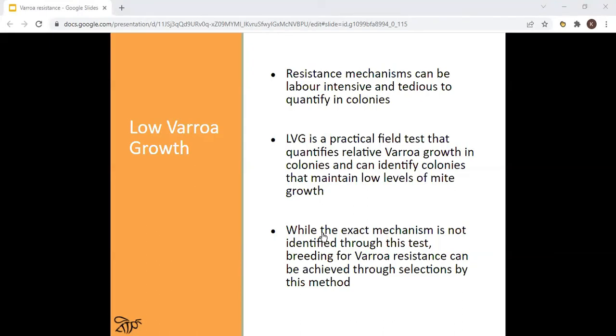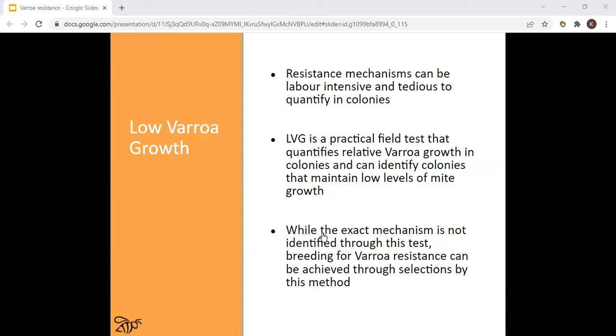Now, as you can imagine, all of these mechanisms are quite tedious to check for. Even something relatively simple like recapping activity takes time, skill, and tools to assess properly. Not to mention the Varroa colonies you need for VSH and the time it takes to do grooming assessments. So it has been a pretty major barrier for incorporating any of these traits into honeybee selection programs outside of research labs that have access to these resources.